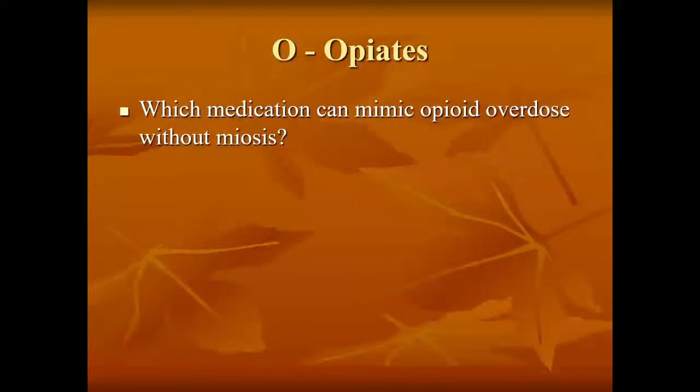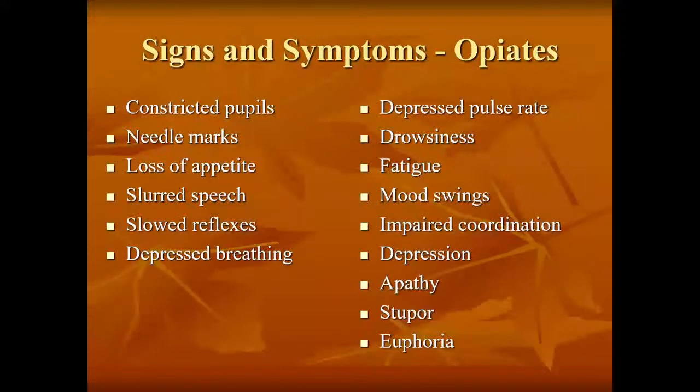Opiates. I just thought this was interesting. This came up in one of my Roche review board questions. So, which medication can mimic opioid overdose without the pupillary constriction? That's actually clonidine, which I thought was interesting, and you can try to treat that with high doses of Narcan. So they'll have all the depressive effects of opiates, but without pupillary changes. So kind of a cool one. I think we all know the signs and symptoms here.